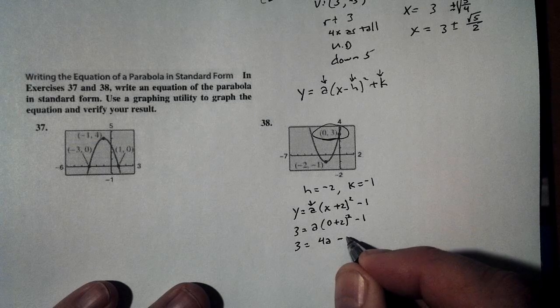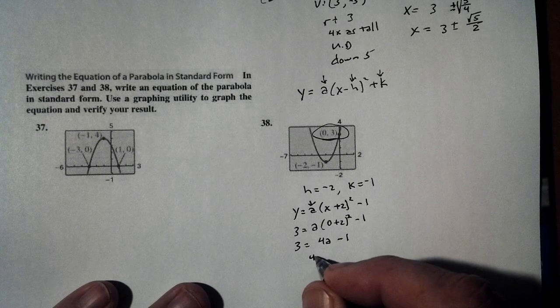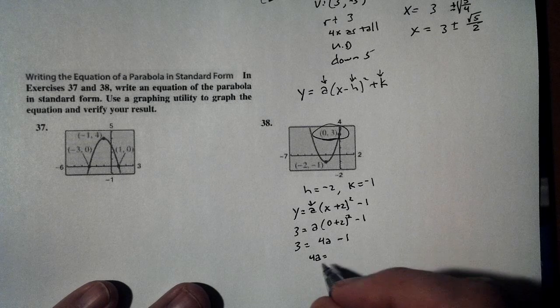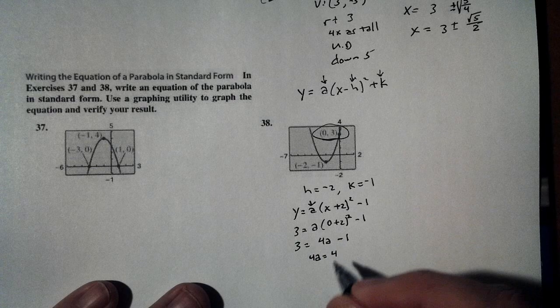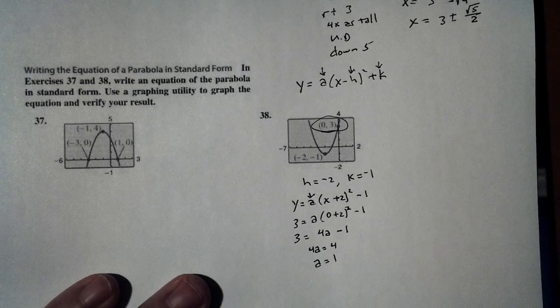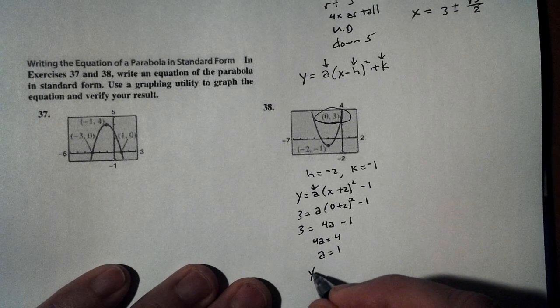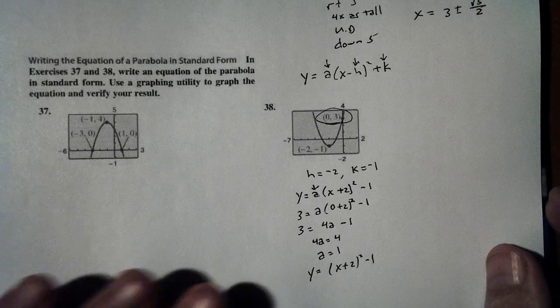minus 1. So 4a equals, add 1, 4. a equals 1. So my equation is just y equals 1 times x plus 2 squared minus 1.